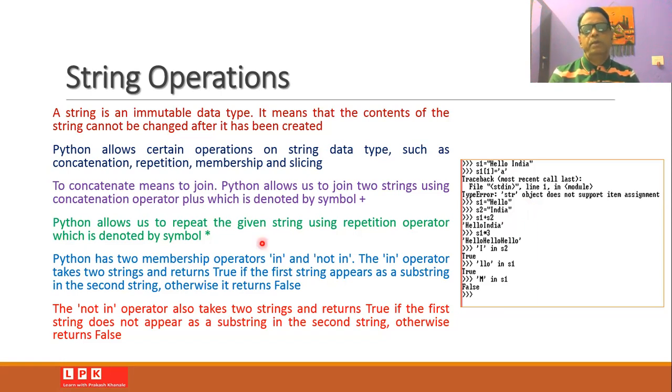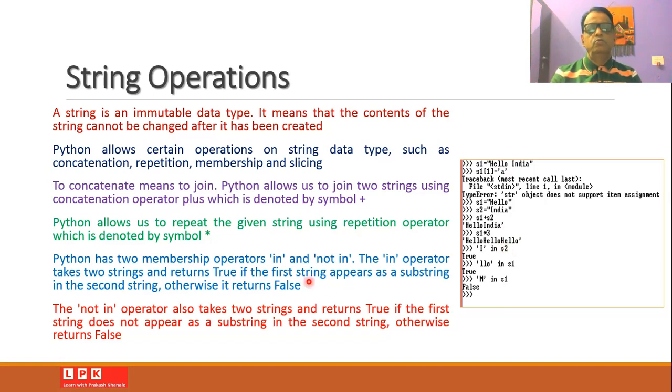Python allows us to repeat the given string using the repetition operator, which is indicated by the star symbol. So if I write S1 * 3, and if S1 is equal to "hello", then one can get the result "hello hello hello", three times.